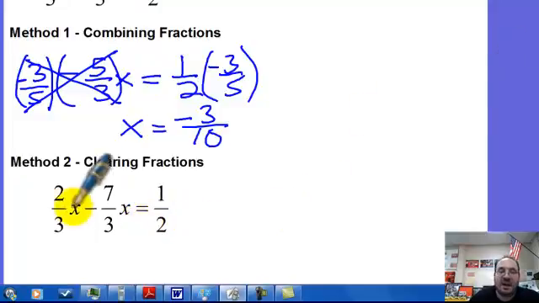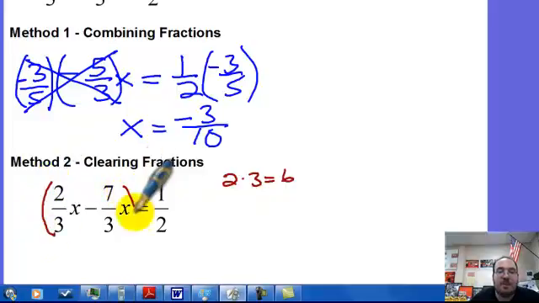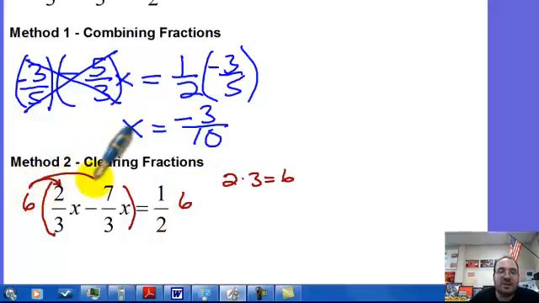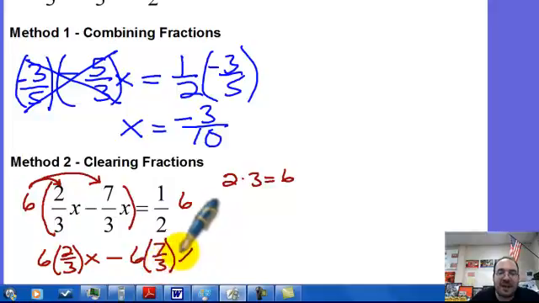But anyhow, what I could do is think of a number that cancels both a 3 and a 2. So whatever number I put up here has to have a 3 and a 2 in it. Well, how about 6? Doesn't 6 have a 3 and a 2 in it? I think it does. So what I can do is multiply both sides of this equation by 6. And watch what happens when you do that. 6 times 2/3 x, and then minus 6 times 7/3 x.